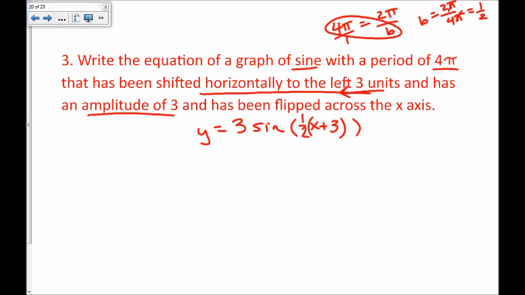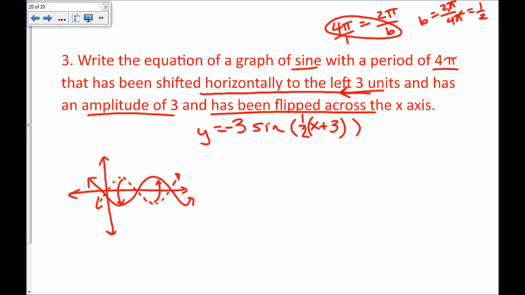Now, let's look at what that would look like. Here is a quick graph. Our basic sine graph looks like this. Flipped across the x-axis means flipped down here and flipped up there. And so it'll look more like this. The way that happens is if the amplitude is negative. So it's a vertical change, and so that happens outside the parentheses by putting a negative 3 sine of 1/2 parenthesis x plus 3 close parentheses. And this is the equation.